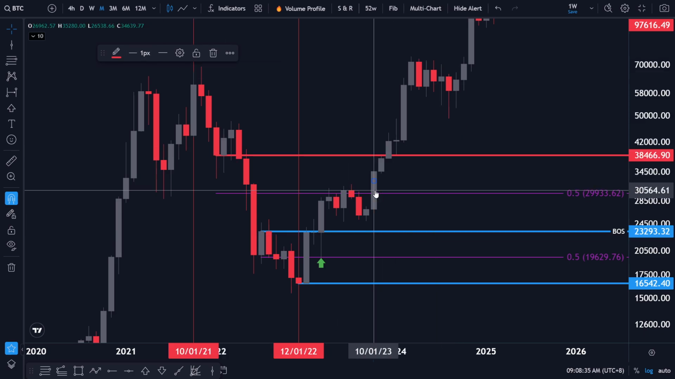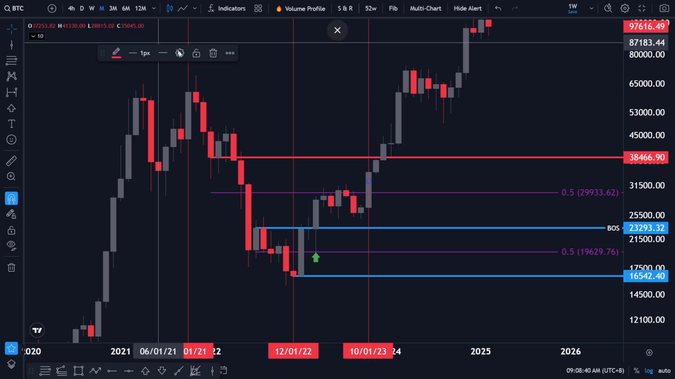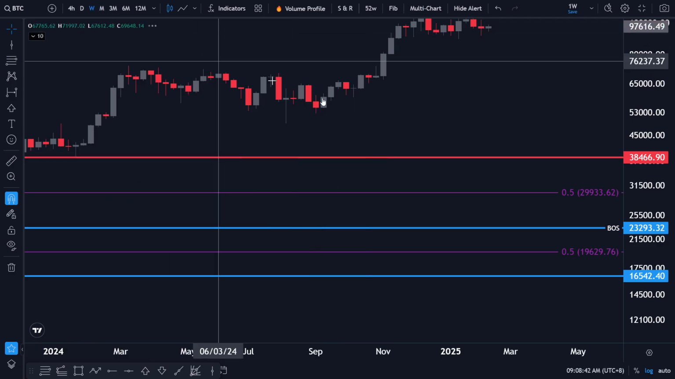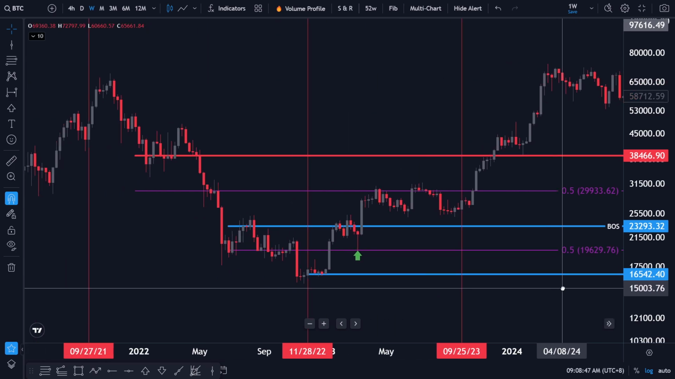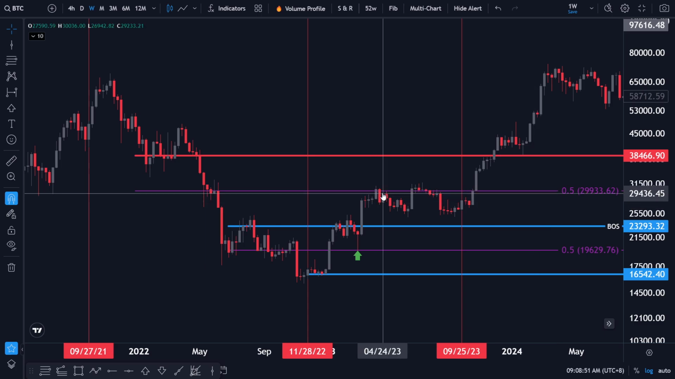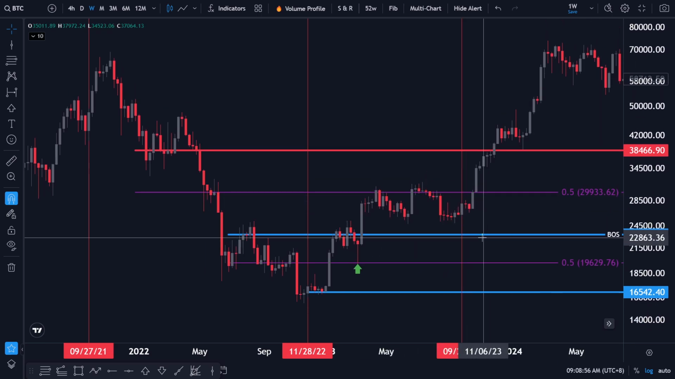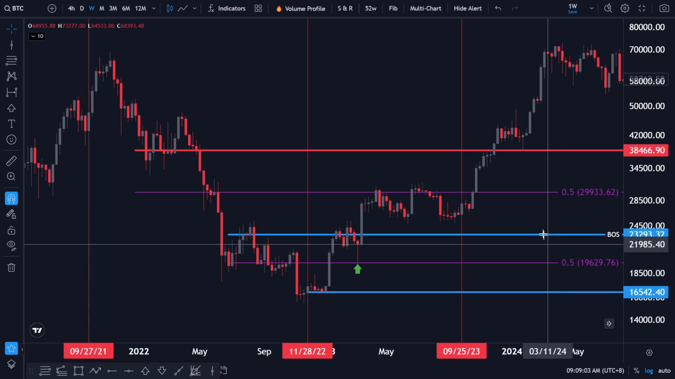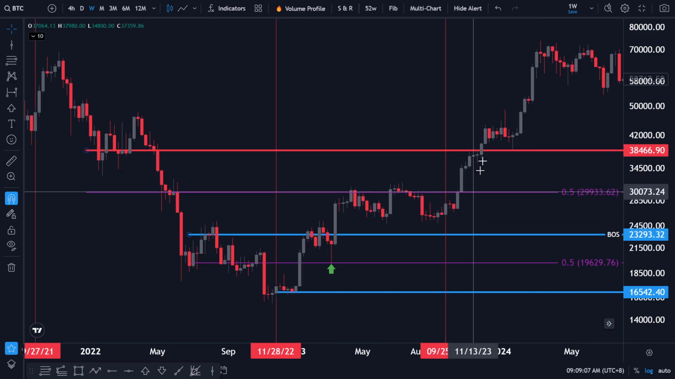On this candle here, the October 2023 candle. Now if we go down to the weekly time frame, see what happened. The 0.5 level is acting as a resistance. It didn't retest the previous resistance at 23,293. It broke the structure.